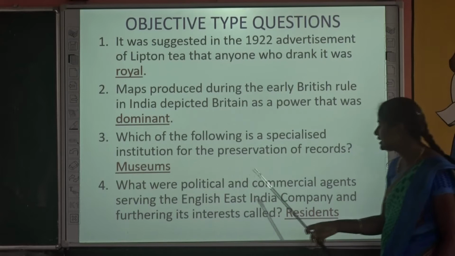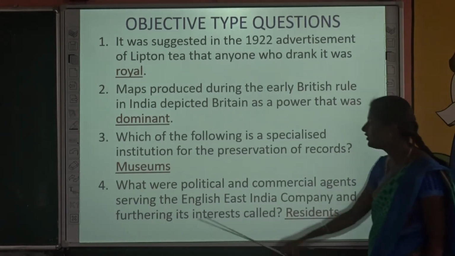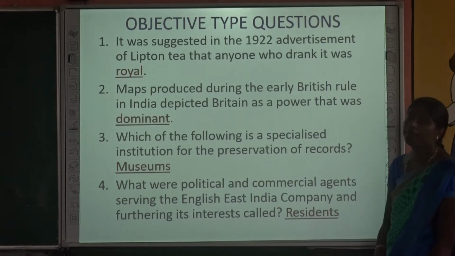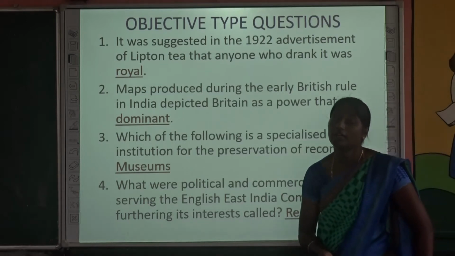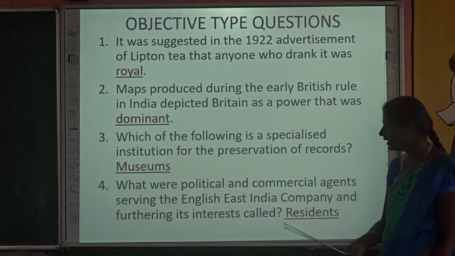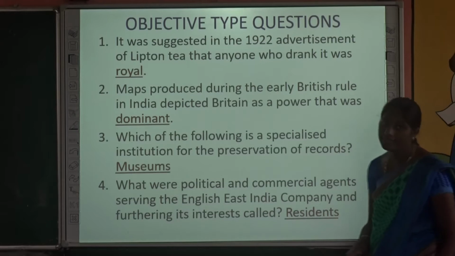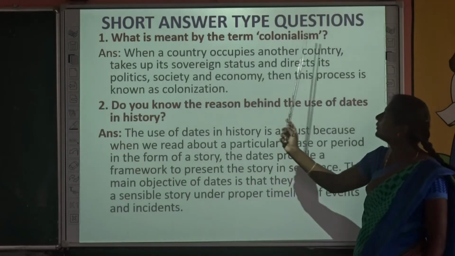And what were political and commercial agents serving the English East India Company and furthering its interests called? So residents. So during the British rule, our Indian kings would have residents in their courts. The British people were considered as residents in the Indian court. Okay, children. The next one, short answer type questions.